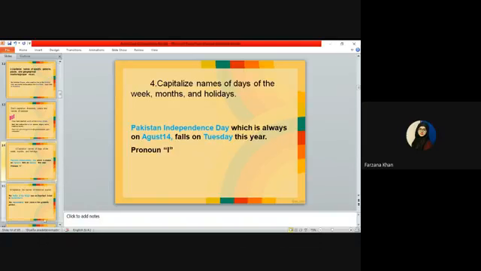In this example here, you can see Pakistan Independence Day, which is always on 14th of August, falls on Tuesday this year. Here you can see the name of the month, the first letter is capitalized. Again, the name of the day, the first letter is capitalized within the sentence. The name of the holiday, the first letter is again capitalized.